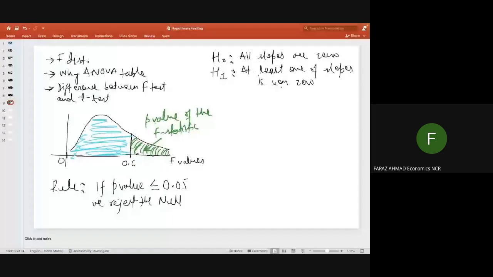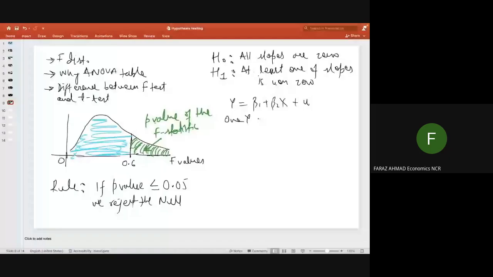So you can put this null and alternate hypothesis into different statements. When I'm saying all slopes are 0, what I mean to say is that none of the x's affect y. And when I'm saying at least one of the slopes is non-zero, I'm saying that at least one of the x's affects y. So here we are talking about y equals beta 1 plus beta 2 x plus u. So there is one y and one x. We call it simple regression.